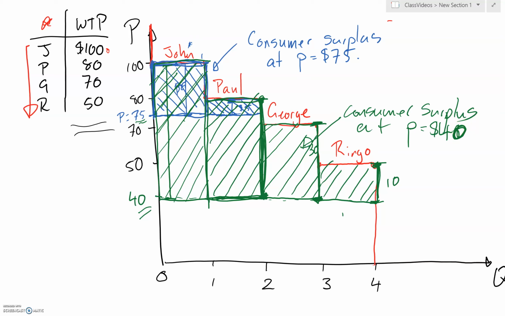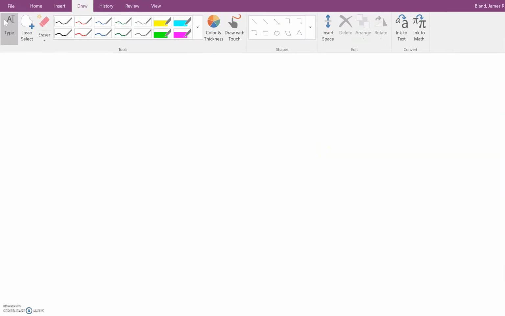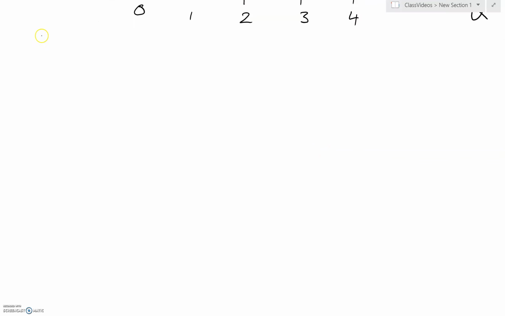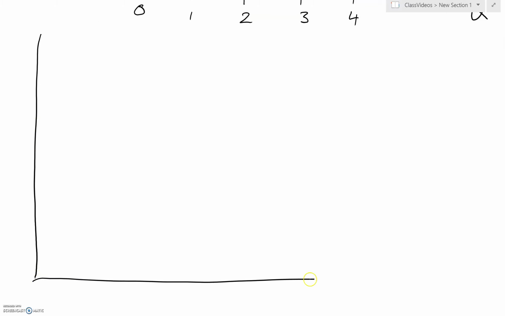Okay, so that's all very well and good with a kind of stepwise demand curve that we set up here with just these 4 consumers, but with most of the problems we're dealing with in Principles of Micro, our demand curves look more like this.